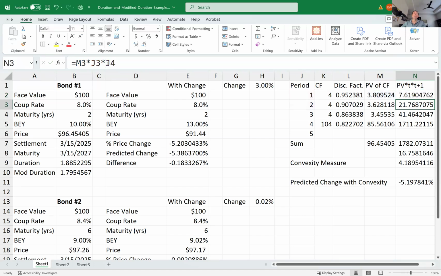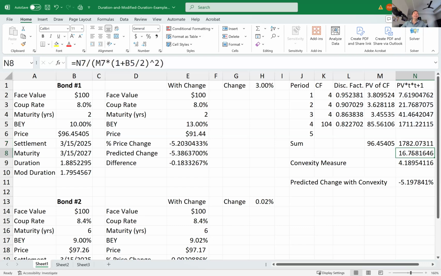Here we have the present value of the cash flow in time 2 multiplied by time 2 multiplied by time 3. And here we've got the same thing. Here it's going to be the present value of the cash flow in time 3 multiplied by the number 3 multiplied by the number 4. Here is the present value of the cash flow in time 4 multiplied by the number 4 multiplied by the number 5. So we take that and we sum them up, right? So we're adding those numbers together.